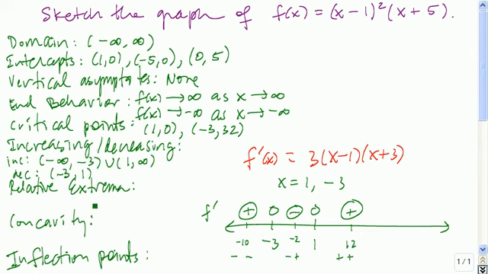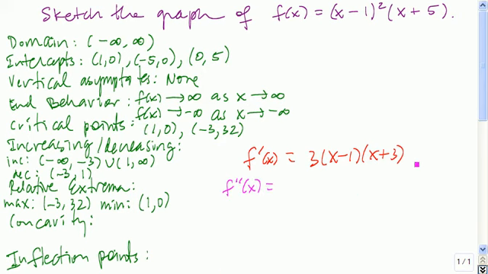Okay, next for relative extrema, we see that the function is going from increasing to decreasing when x is negative 3, so that gives us a relative maximum. And we go from decreasing to increasing when x is equal to 1, so that gives us a relative minimum. Okay, the last two things we need to do are to find concavity and inflection points. So we need to find the second derivative of the function up here. To get the second derivative, we are going to use the product rule again. The alternative is to just multiply this out and use the simple power rule.